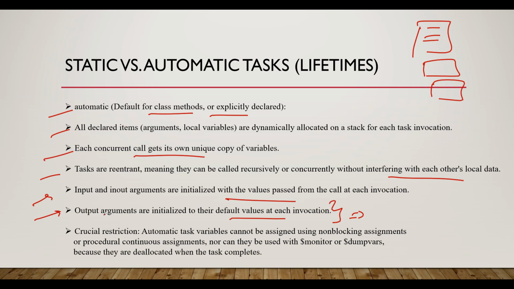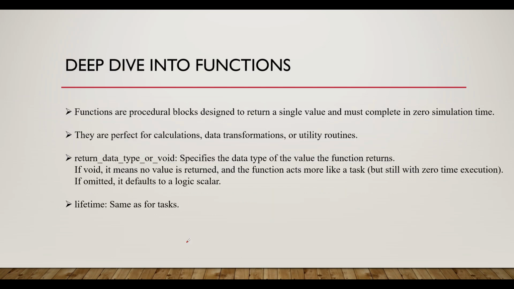So what is the crucial restriction? Your automatic task variables cannot be assigned using a non-blocking assignment or procedural continuous assignment. Keep this in mind. Nor can they be used with monitor or dump tasks. You are not allowed to use monitor or dump when your task is automatic, because the variables are deallocated when the task is complete. But our concern there is not to deallocate, so that's why they are not used.